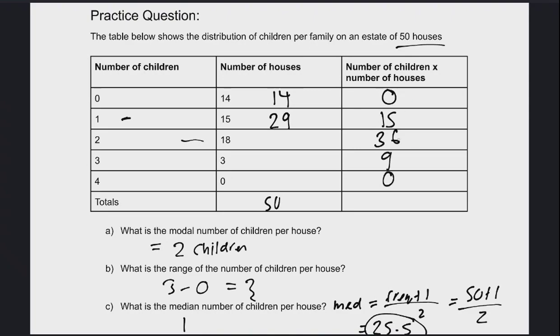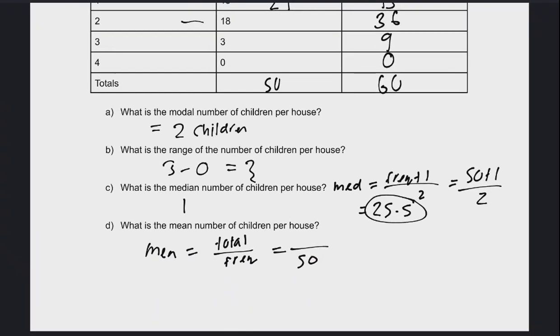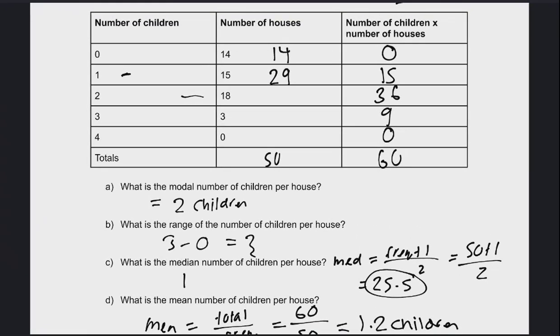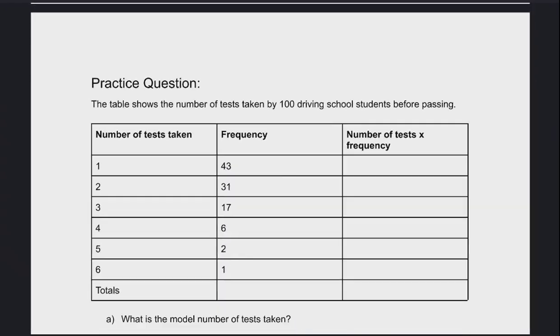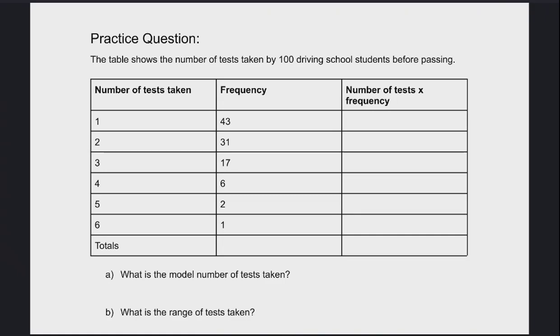So then we want to add up all of these. So 15 plus 36 plus 9, that gets you 60. So to work out our total, we've got 60. So to work out our mean, you've got 60 divided by 50, which is going to be 1.2 children per household on average. Okay, so let's do one more, and it's exactly the same.